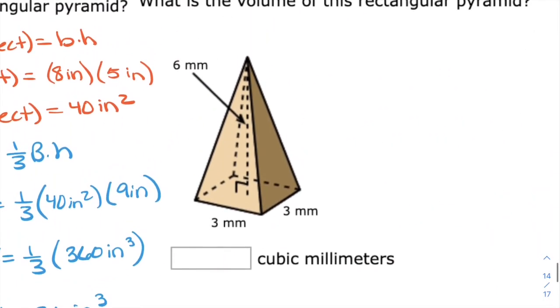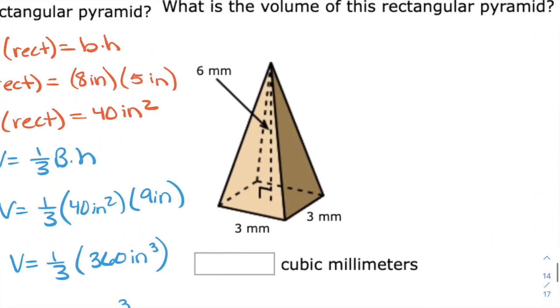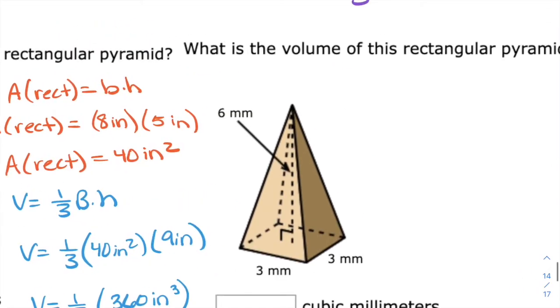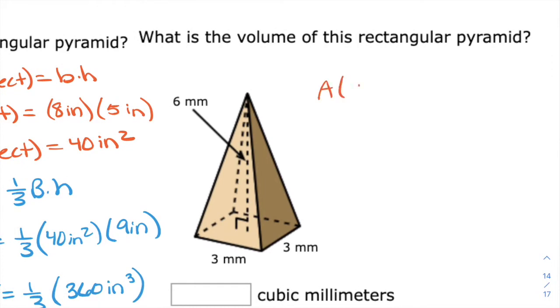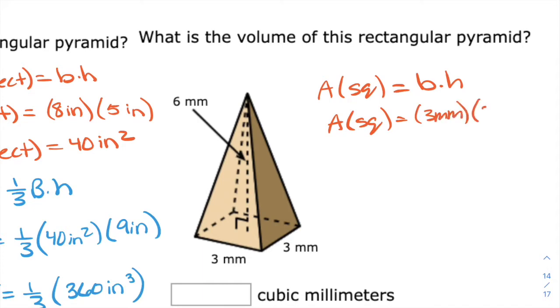Okay, the next one. Same thing. We're going to do the area of a rectangle. Well, in this case, it's a square, but that's fine. Area of my square is base times height. So area of the square is 3 millimeters times 3 millimeters. And so the area of my square is 9 millimeters squared.